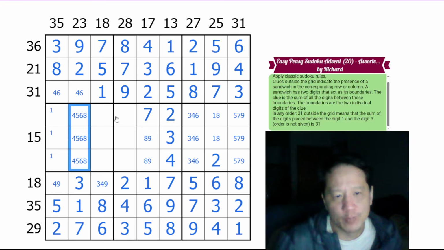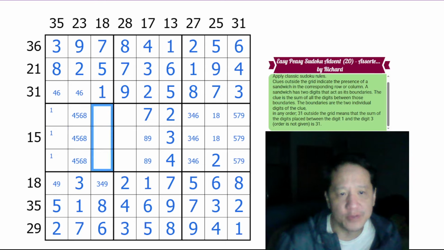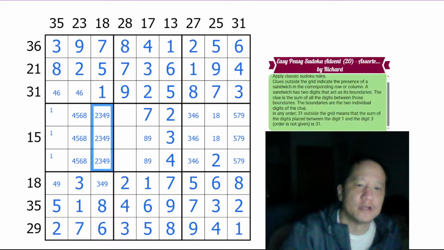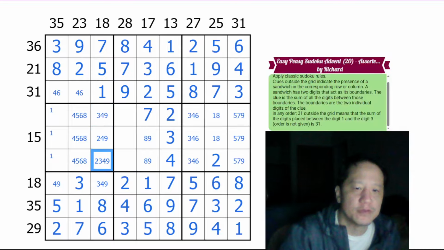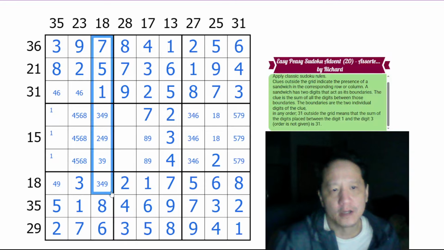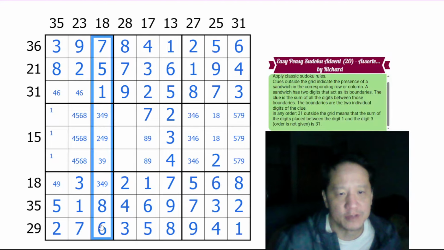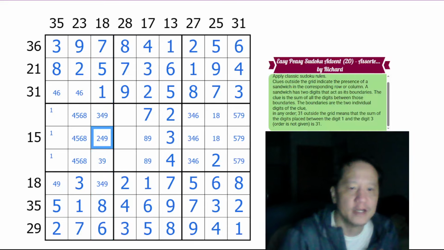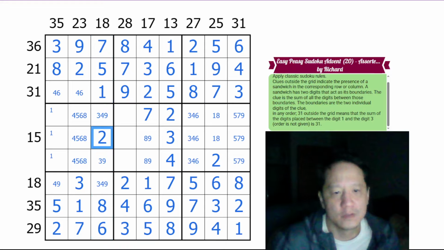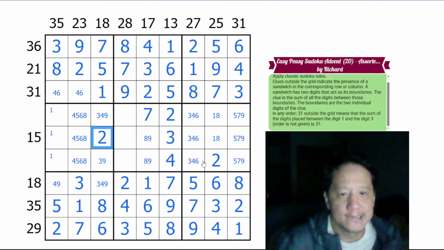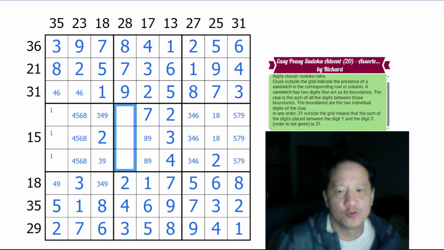Okay. Remaining digits in column 3 are 2, 3, 4, and 9. And this can't be 2, this can't be 3, this can't be 2 or 4. We have a 3, 4, 9 triplet in column 3, which eliminates 3, 4, 9 in the rest of the column. This can't be 4 or 9. It's 2. And this is 4, 5, and 6 as the remaining digits.